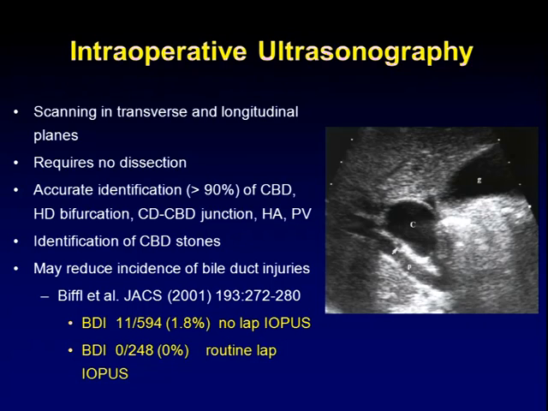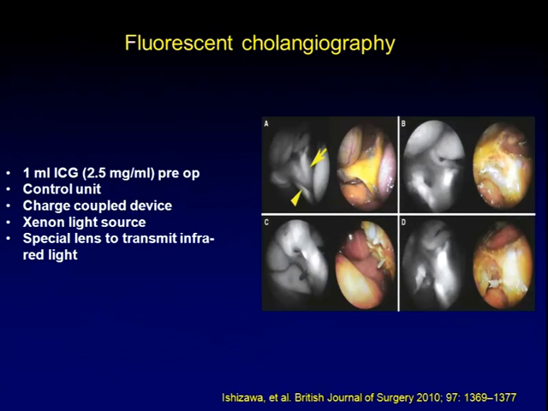This was a single institution experience in a retrospective review where they had a bile duct injury rate of 1.8% in almost 600 laparoscopic cholecystectomies when they did not use routine intraoperative ultrasound, whereas when they applied intraoperative ultrasound routinely, they had no bile duct injuries, 0%. So I think you can make an argument for the use of that as well.